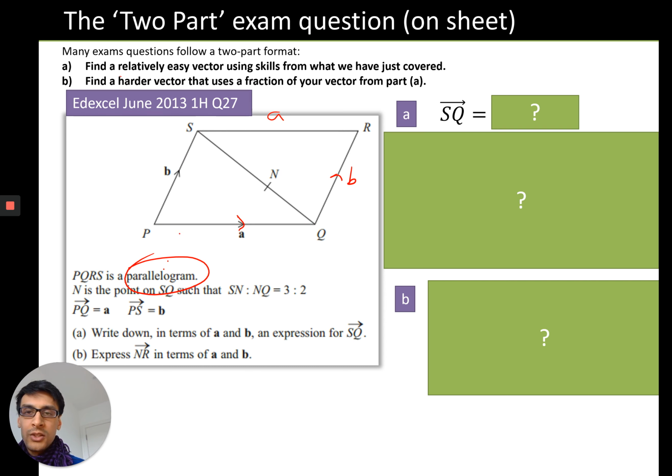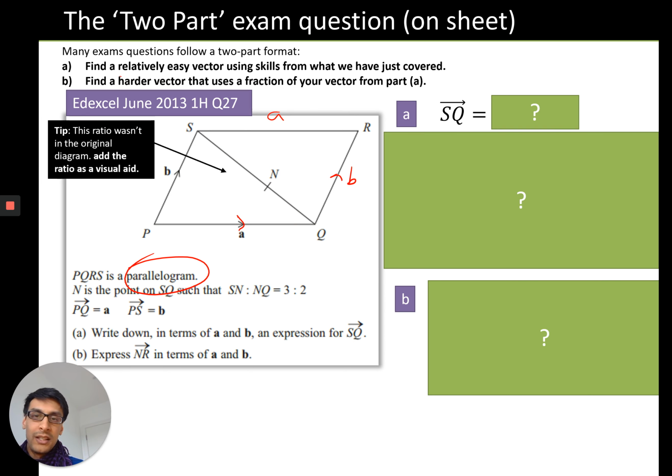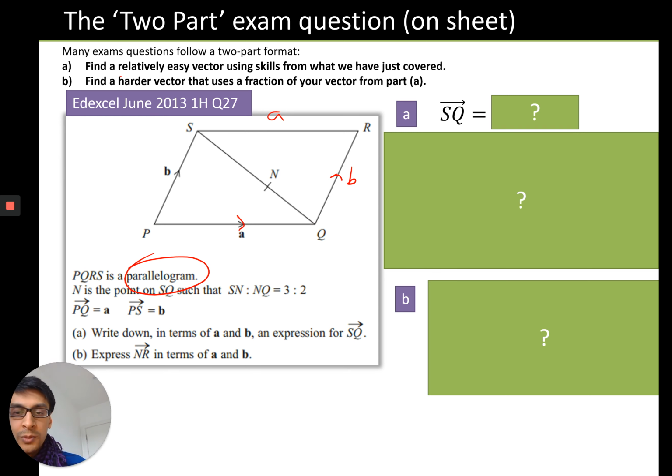N is a point on SQ such that SN to NQ is 3 to 2. So the first thing you do is immediately write the ratio or fraction in the diagram. So 3 to 2 means it's out of 5 parts. So it's 3 over 5 and 2 over 5. And the direction, in this case, we don't need to worry about it yet.